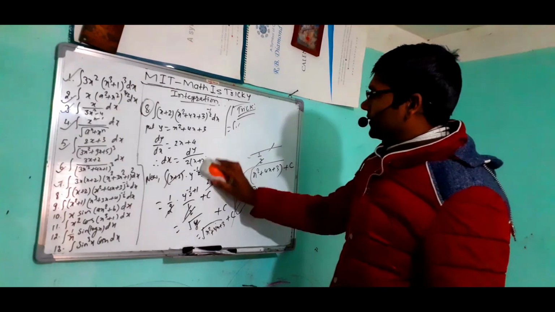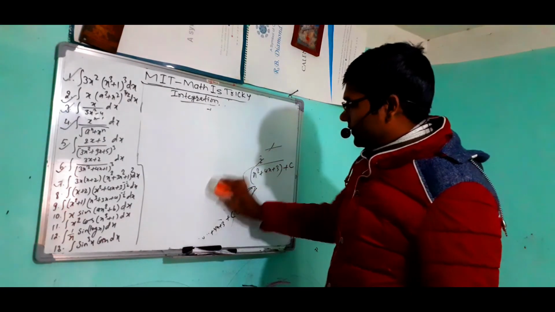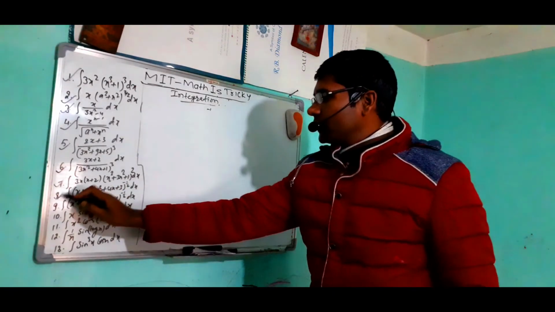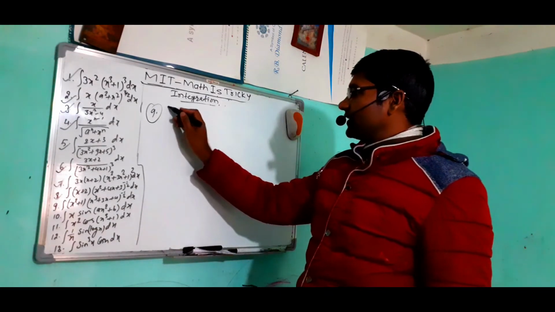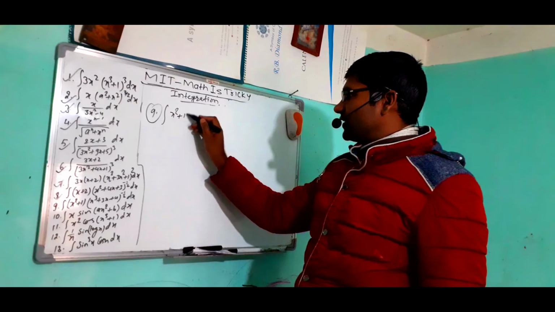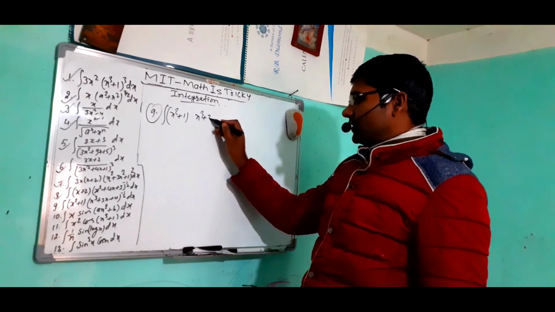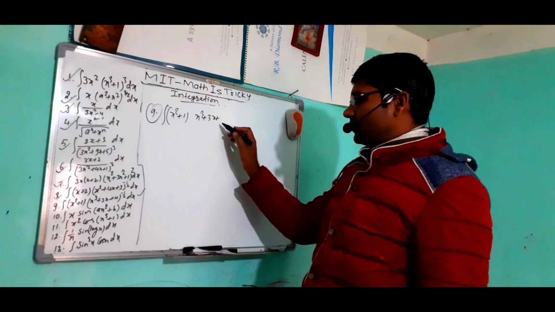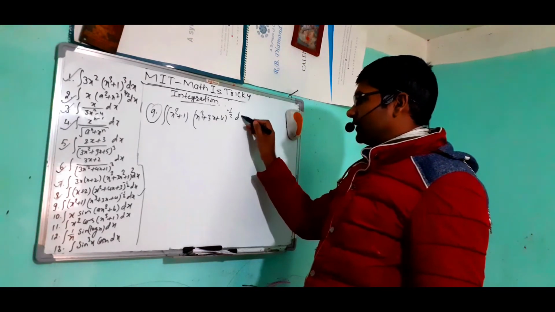Now let's move to question number 9. So let's see what question number 9 is. Integration of (x square plus 1) times (x cube plus 3x plus 4) whole power minus 1 by 2 dx.